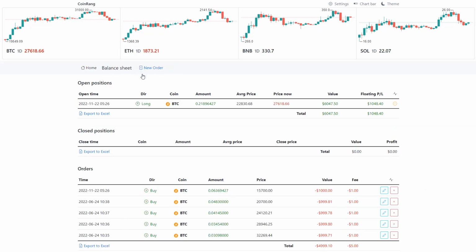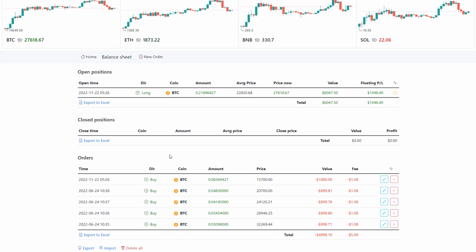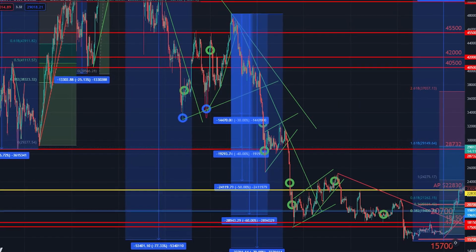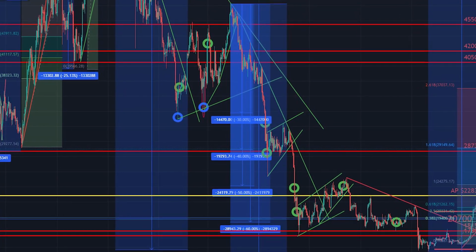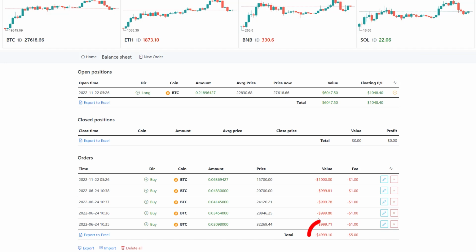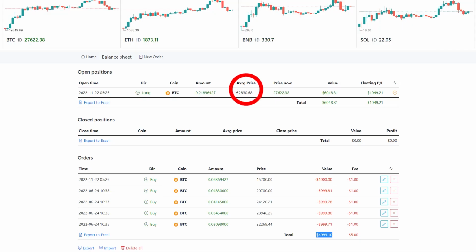And what I like the most about it is the balance. Here I have recorded, for example, one Bitcoin position that I have on one exchange, and last year when Bitcoin was dropping in price, I was using every drop to buy some Bitcoin, and the price was dropping lower. I bought some more, and you can see that in total I have bought for $5,000, or this is how much I have spent. And because my average price is 22,830 from these 5 positions, the price is higher now, so I am over $1,000 of a profit.